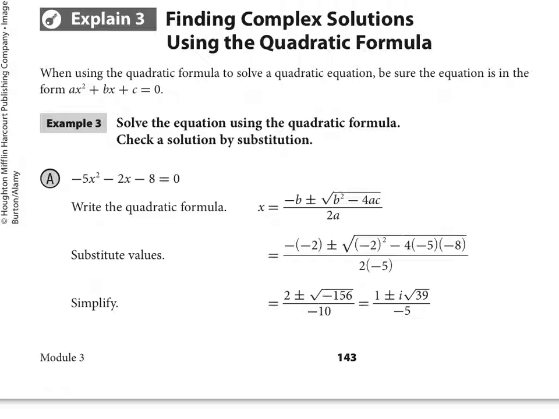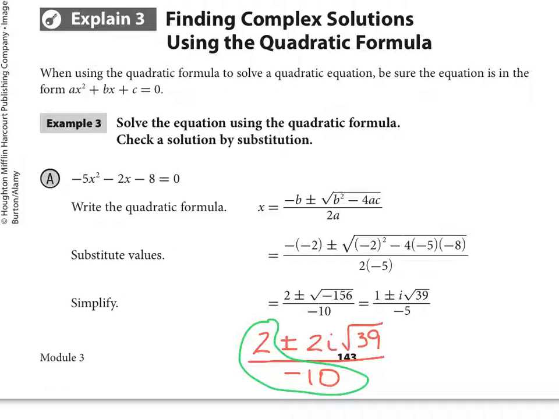They actually skip a step in here. I'll write it in here. You end up with 2 plus or minus 2i square root of 39, because 39 times 4 is 156. All divided by negative 10. And the way we simplify this, you can simplify the first term divided by negative 10, and then the second term divided by negative 10. And you end up with this as your two solutions. Let's turn the page and try one together.